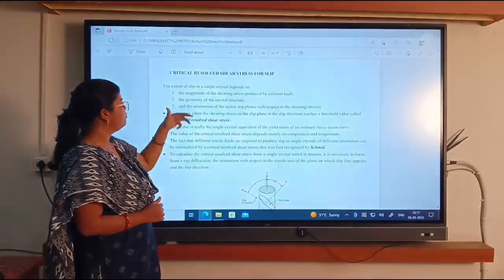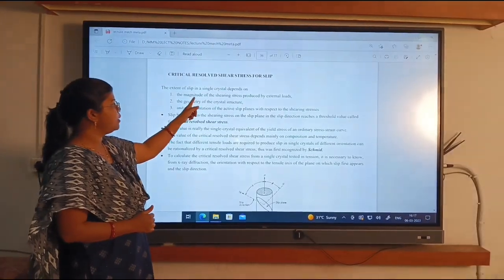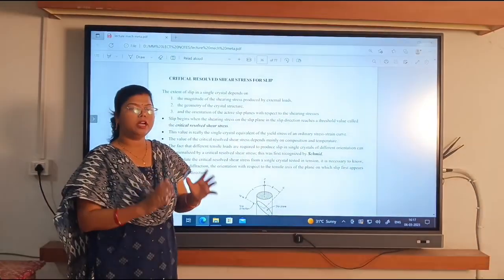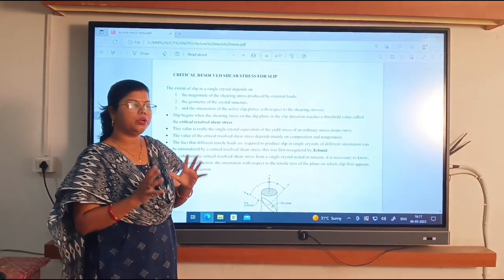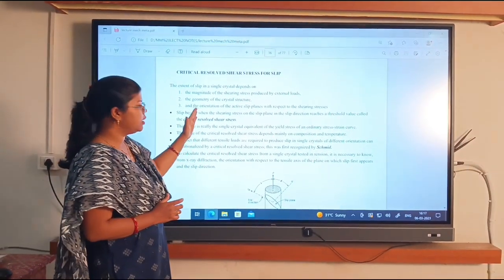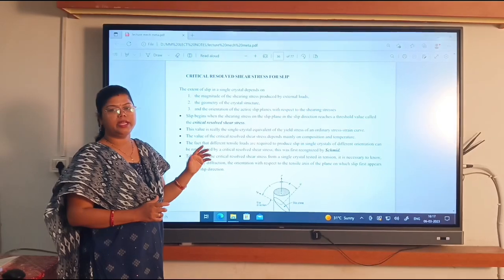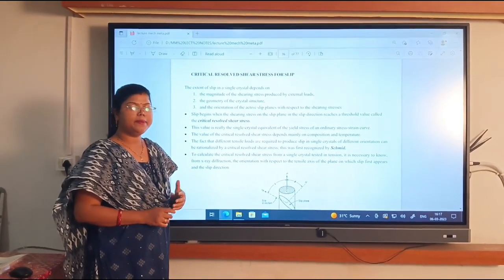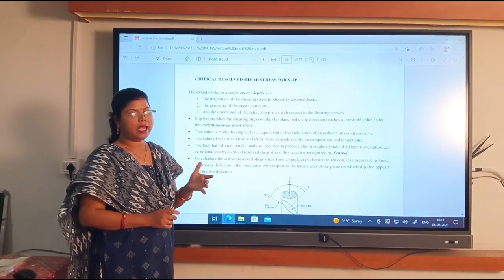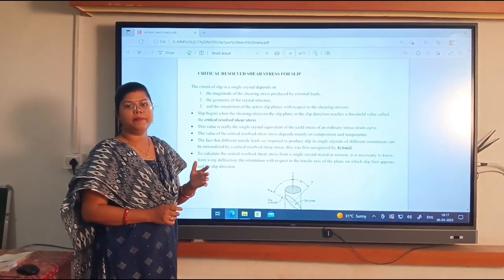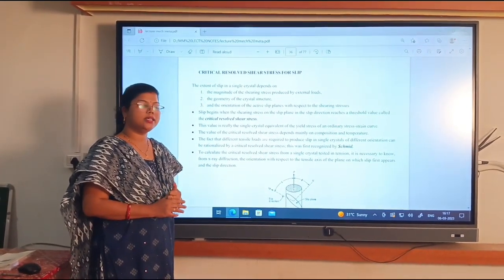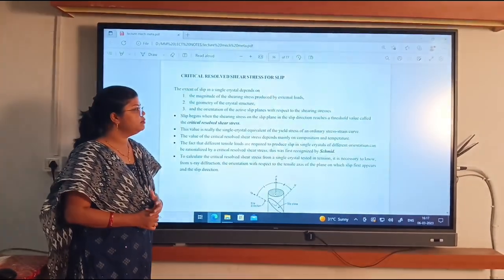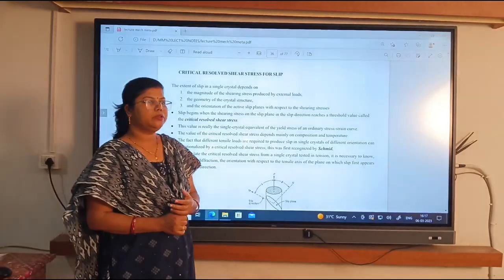Here three different things are written. The first one is the magnitude of the shearing stress produced by the external load. Whatever load we are applying, how much magnitude of stress is occurring on that sample is very important. The second one is the geometry of the crystal structure. Slip always depends on the crystal structure and the orientation of the sample. The third one is the orientation of the active slip plane with respect to the shearing stress.